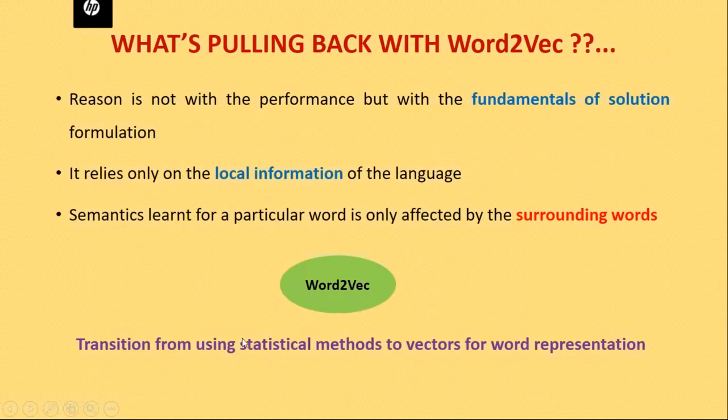But the word2vec method is a transition from using the statistical methods to the vectors for word representation. So here instead of using the frequency and the count, we are using the vectors in a higher dimensional space in order to give a word representation. Here you can see the semantics learned for a particular word is only affected by the surrounding words.